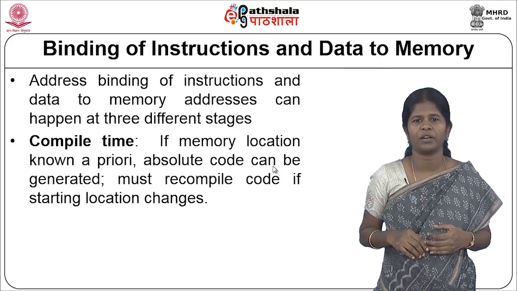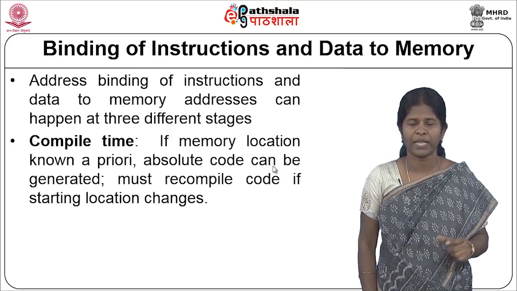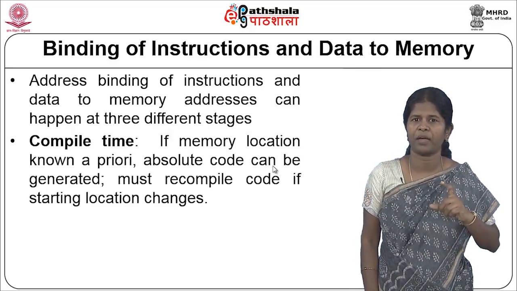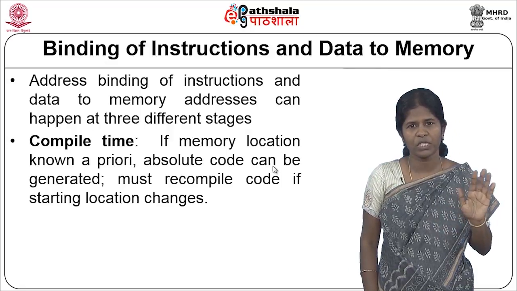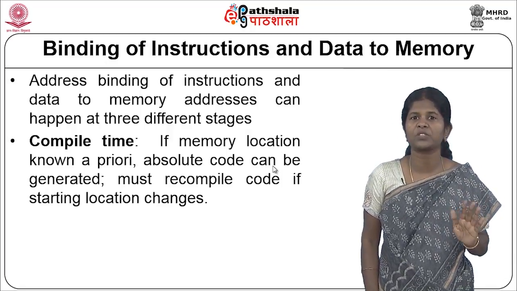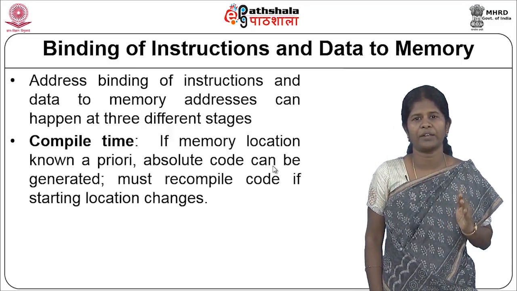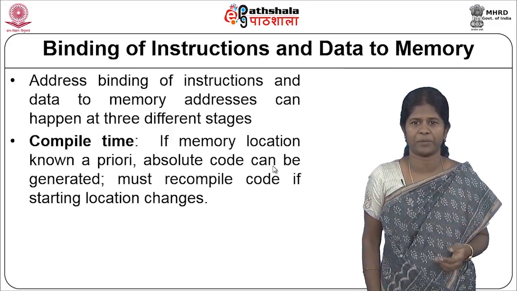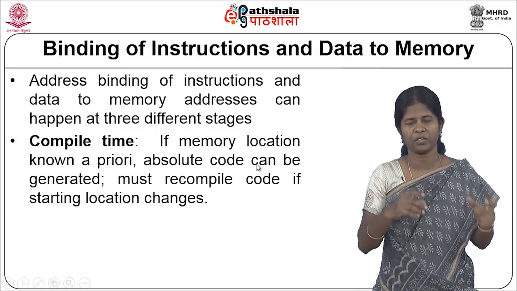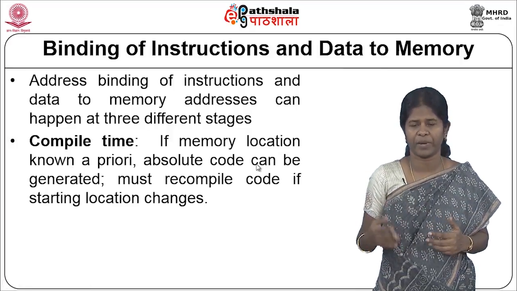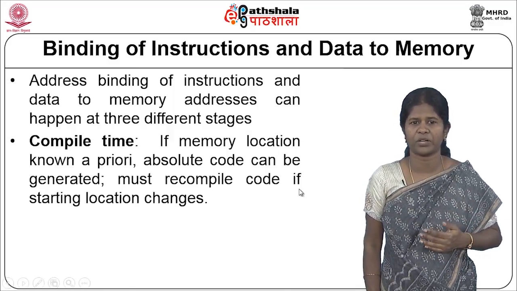Say if the memory location is known a priori, that is, if we know that this particular program after compilation, after forming a process, will be loaded to this particular location in the main memory, if that is known beforehand, then in that case the absolute addresses can be given even during the compile time. And the problem here is that if the starting location changes, then you will have to recompile the program, so that it can be placed in the appropriate location.